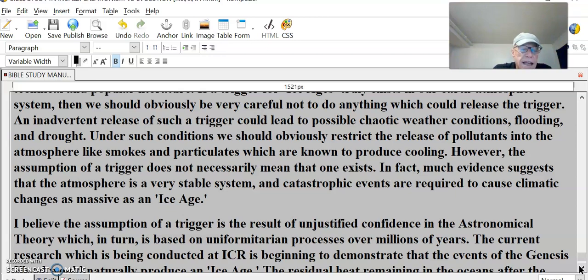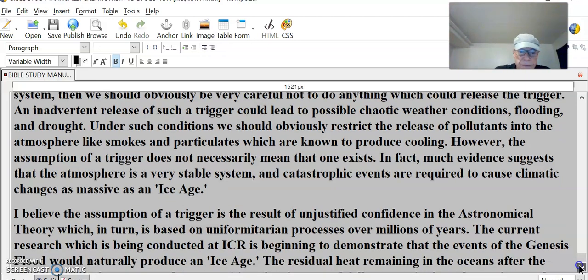So, an inadvertent release of such a trigger could lead to possible chaotic weather conditions, flooding, and drought. Under such conditions, we should obviously restrict the release of pollutants into the atmosphere like smokes and particulates, which are known to produce cooling. However, the assumption of a trigger does not necessarily mean that one exists. In fact, much evidence suggests that the atmosphere is a very stable system, and catastrophic events are required to cause climatic changes as massive as an ice age.